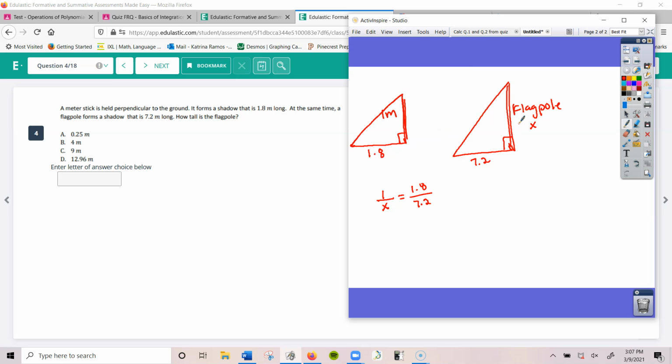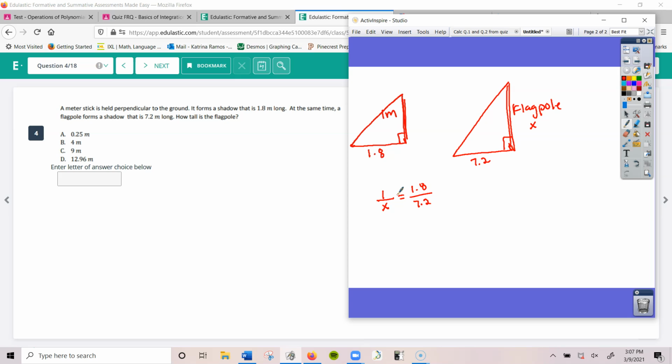I went from small to big. You could also have gone big to small. That's completely up to you, but just make sure that you're always consistent. So I went small to big. So then for my other ratio, I also went small to big. If you go big to small, then it would be x over 1 is equal to 7.2 over 1.8.